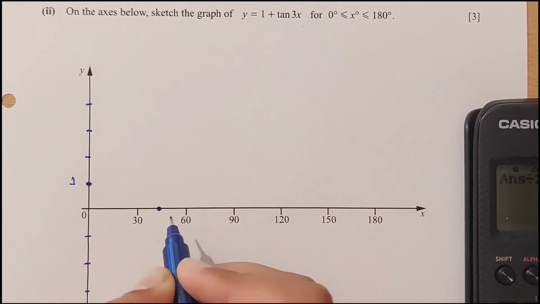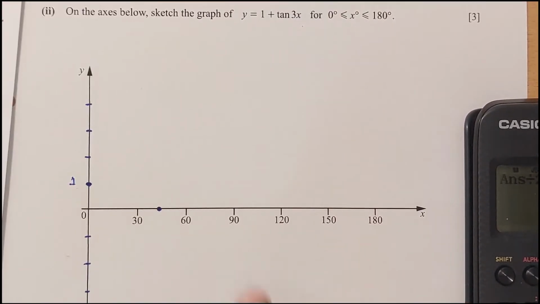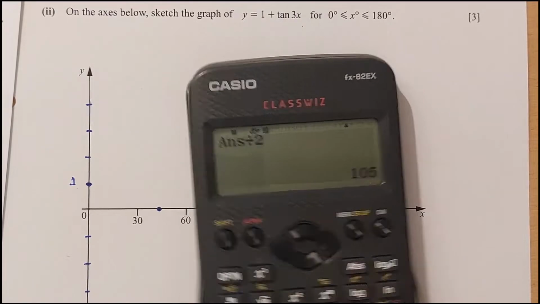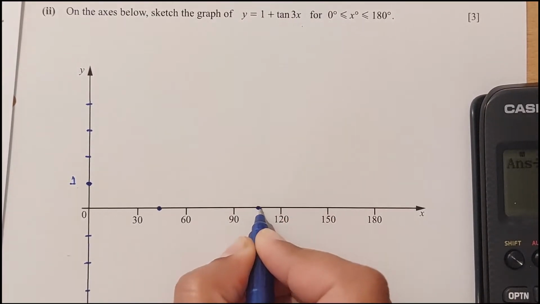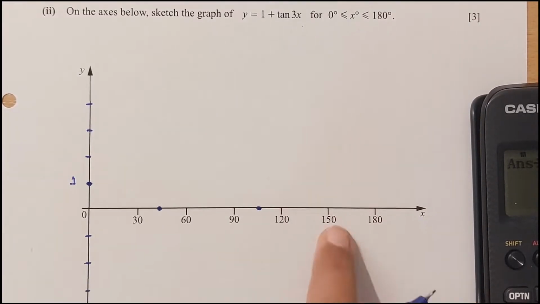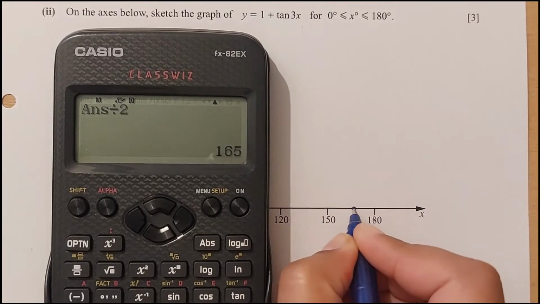This is the x-intercept, okay, and this is 105. 105 lies between 90 and 120. 90 plus 120 divided by 2 is 105. Yes, the middle point. Another x-intercept, and the last x-intercept is 165. 165 is between these. Yes, 150 plus 180 divided by 2 is 165.